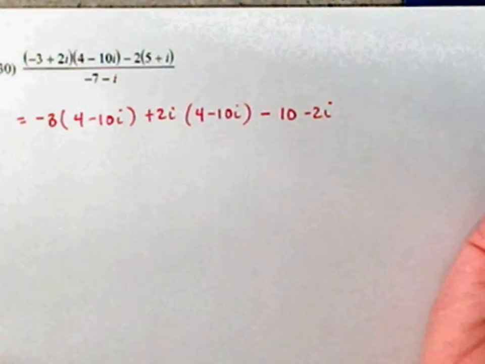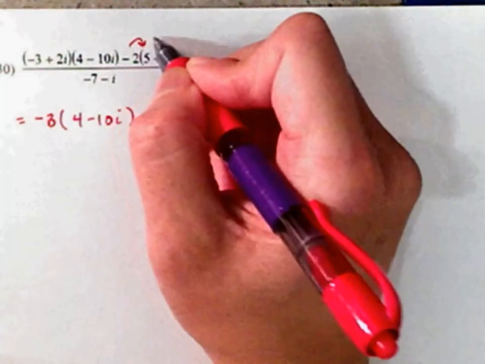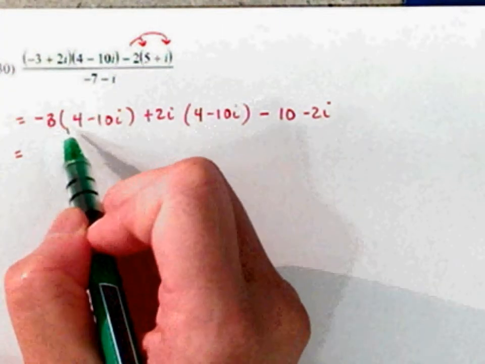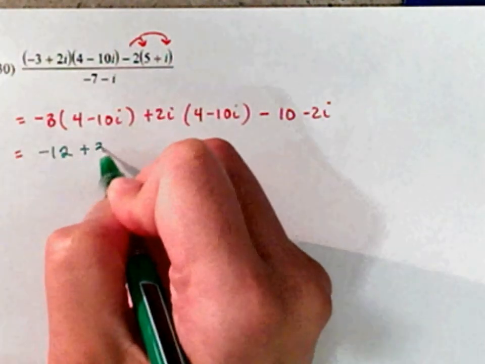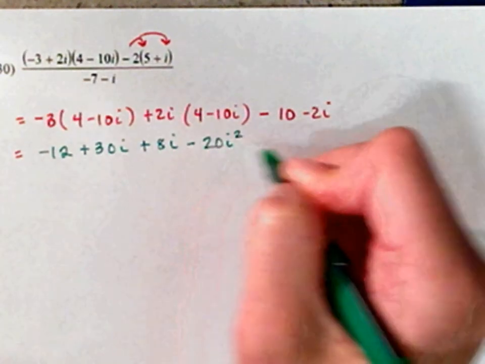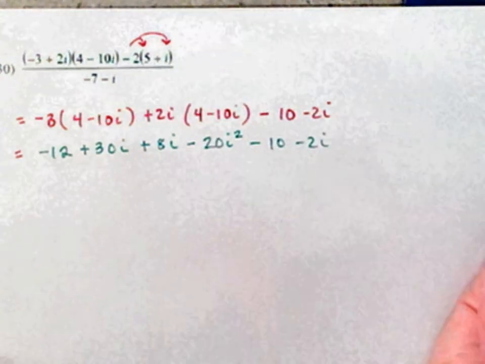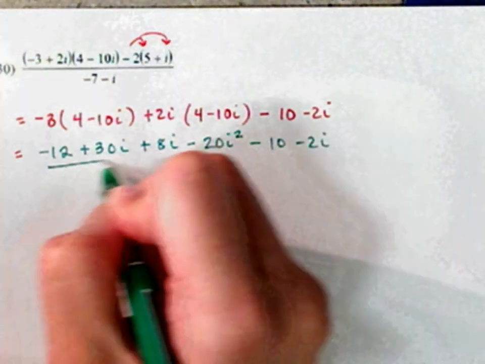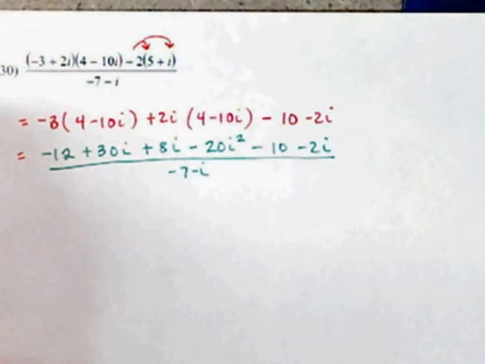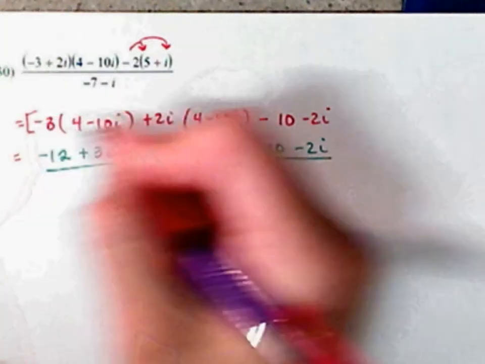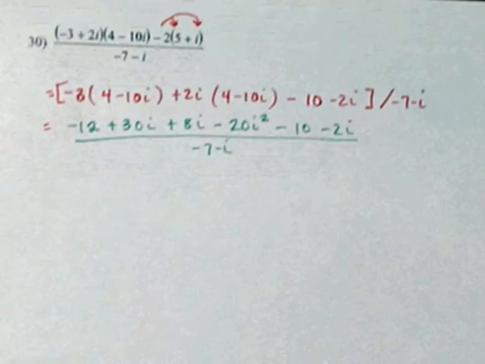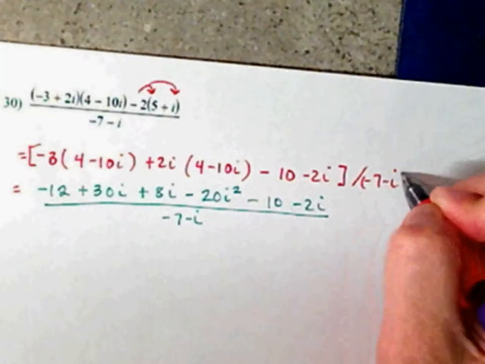I want to go ahead and distribute this guy, okay? Continue to distribute. So guess what you have? Negative 3 times 4 is negative 12 plus 30i plus 8i minus 20i squared minus 10 minus 2i. Okay? Don't forget, I need to divide all of that by negative 7 minus i. So let me put a bracket around this so it shows that I did not forget. Okay? There we go. Continue on with your math.